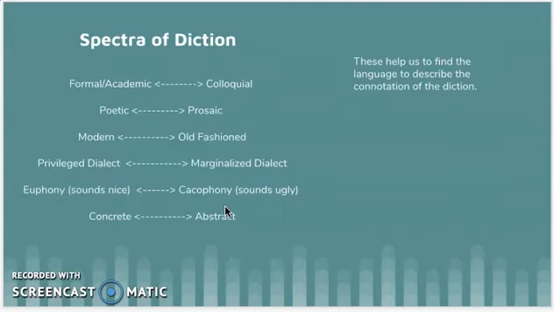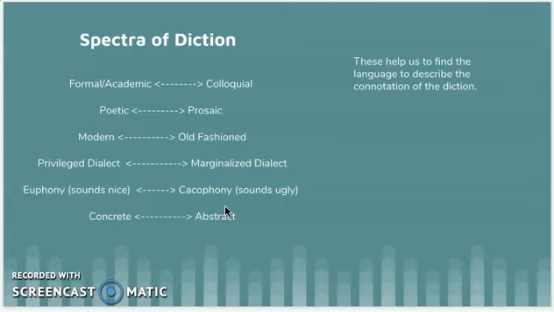Okay, so here's what I really want to get to, though. I want us to spend some time talking about connotation and thinking about how to find the language to say some stuff about poetry related to connotation. So I'm introducing you to these different spectra that help us describe diction in poetry. As you go down the list that you can see, we've got formal or academic on the one hand, colloquial on the other. So this is a spectrum to describe language. Colloquial language would be common, everyday language that you'd use in your neighborhood, doesn't require any special education to understand it. It's down to earth.